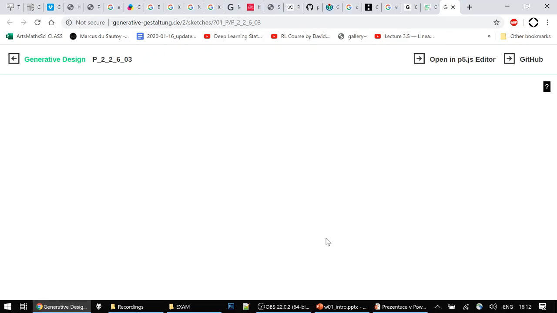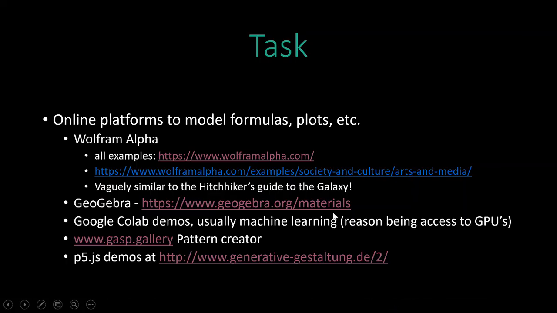Okay, so the task now is to go through these demos and maybe pick one and then just play around with it. And that will be the end of the class for today.